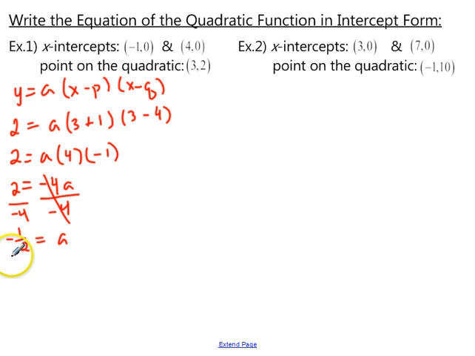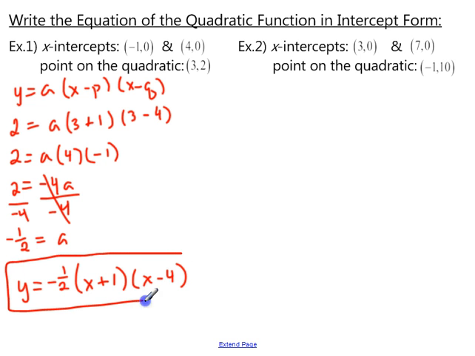Remember, again, we do not want decimals. We want to simplify fractions whenever we can. So our final equation is going to be y equals negative 1/2 times x plus 1 times x minus 4. So go ahead and pause, try example 2, and check back with me when you're finished.